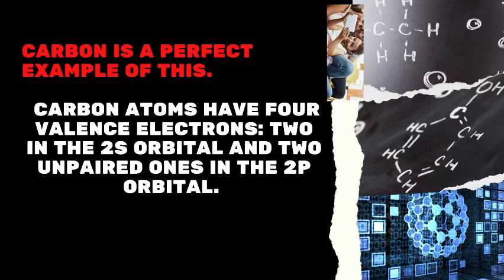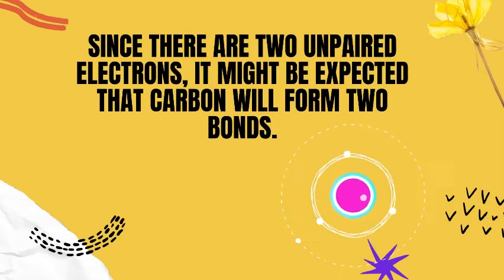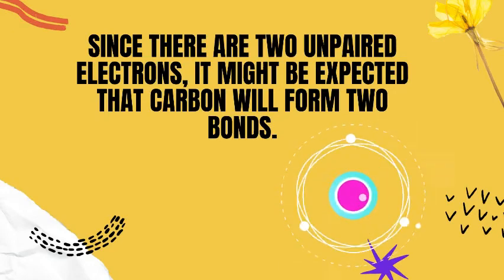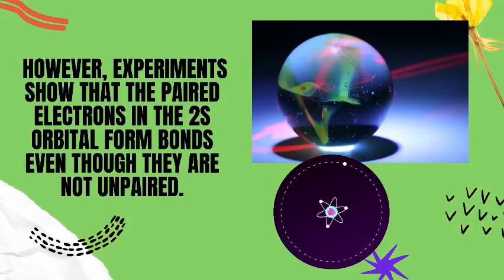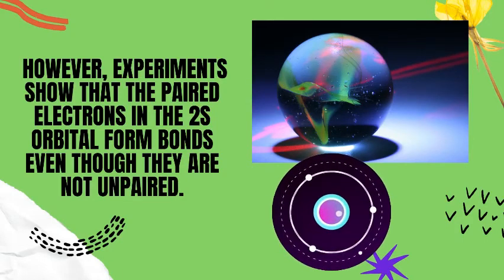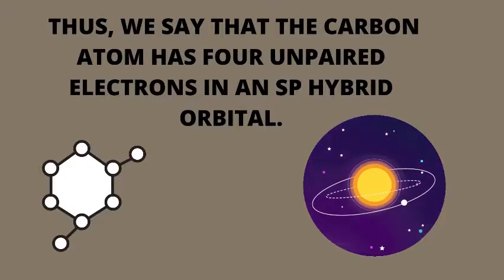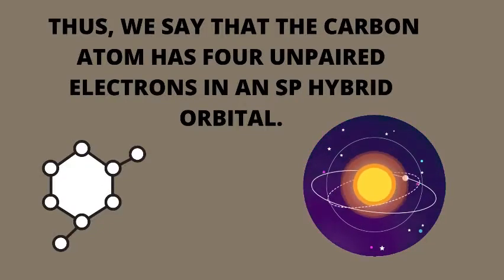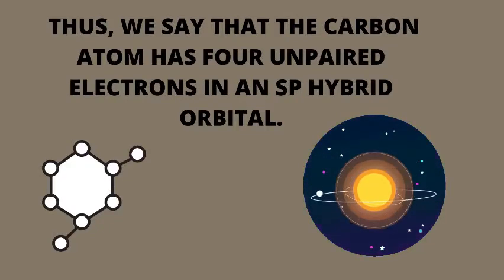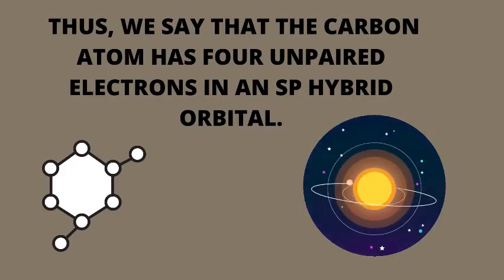Carbon atoms have 4 valence electrons, 2 in the 2s orbital and 2 unpaired ones in the 2p orbital. Since there are 2 unpaired electrons, it might be expected that carbon will form 2 bonds. However, experiments show that the paired electrons in the 2s orbital form bonds even though they are not unpaired. Thus, we say that the carbon atom has 4 unpaired electrons in its hybrid orbitals.